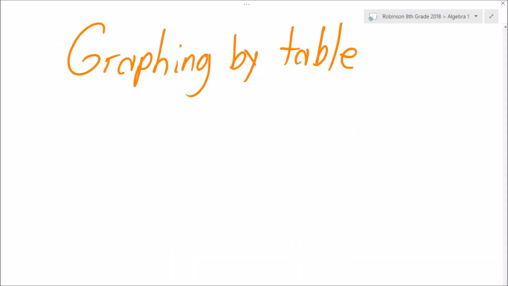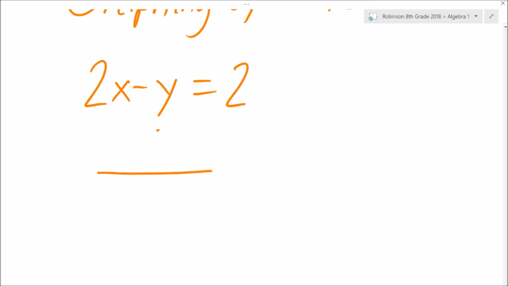Now, graphing by table. Let's say that I have 2x minus y equals 2. Okay, what I want to do is pick points either for x or y and plug them in. But I'm going to make an x and y table. Here's my x, here's my y, just input output.